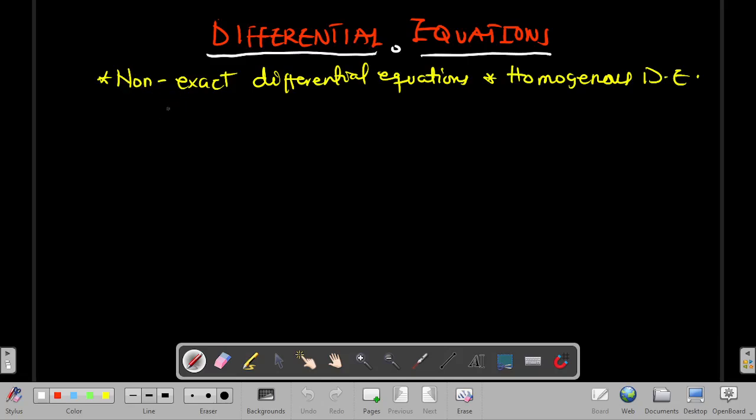In this lesson, I'll be taking you through non-exact differential equations and homogeneous differential equations. In our differential equation course, I've taken you through from classification of differential equations through to all the different types of first order differential equations. This is the last set which we are doing in this round.